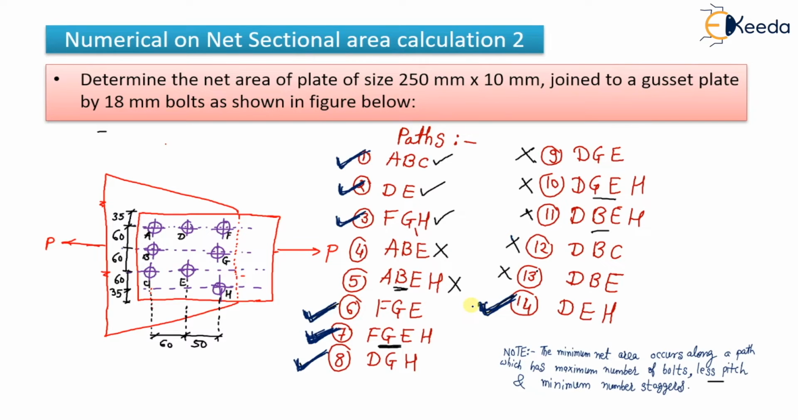So let's calculate them one by one. First we will calculate for the path ABC. First we will write down the given data. Let's see what is given here. See, B is given, it is 230 mm. Then thickness is also given, it is 10 mm, and diameter is also given, it is 18 mm.